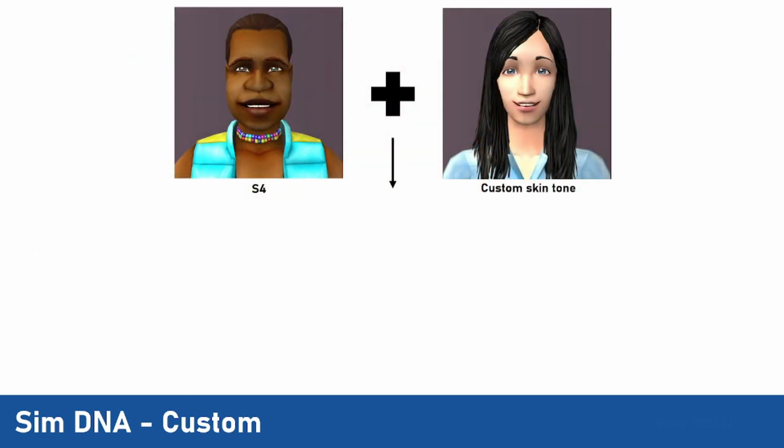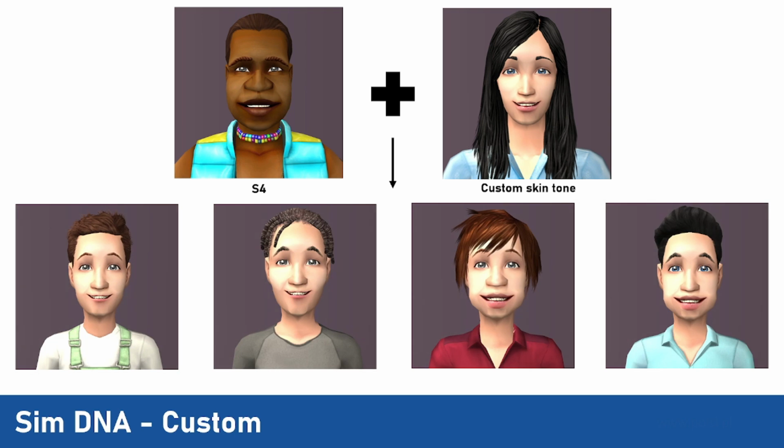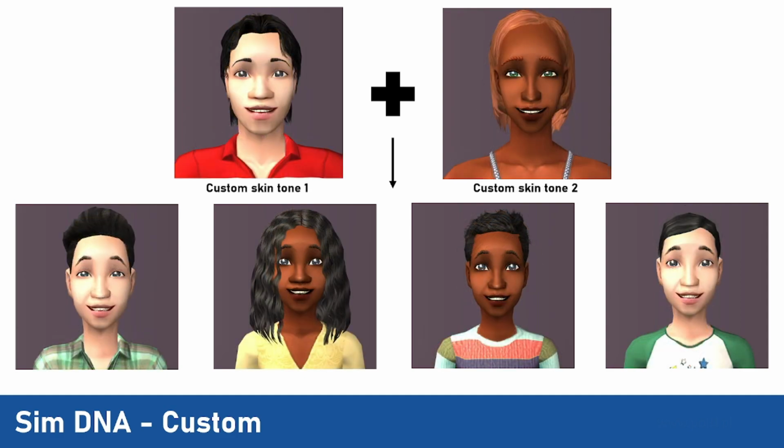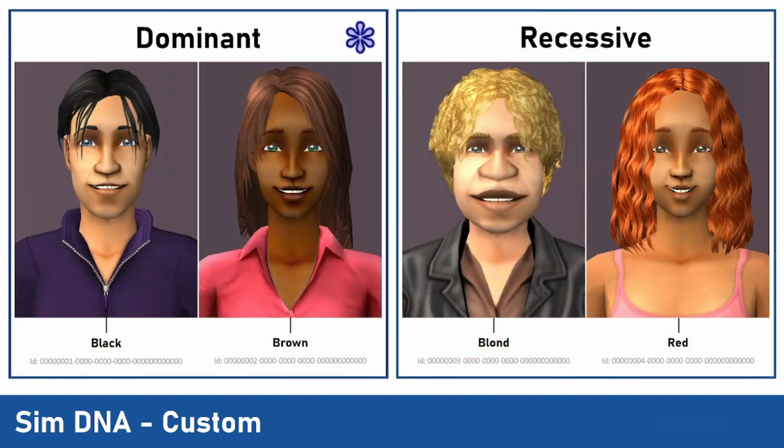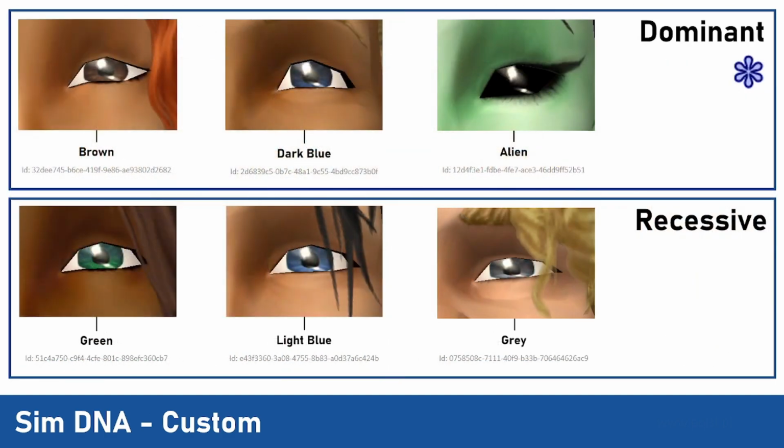For example, when a skin 4 sim has a child with a custom skin sim, the baby will always inherit the custom skin tone as the visible one. Same goes for the mannequin and zombie skins. And when two sims with different custom genes have a child, it is randomized which one will be expressed. Custom hair colors and custom eye colors are simply treated as dominant. The alien gene works a bit differently though, most likely because it's the only accessible one when playing the game without any cheats or mods.